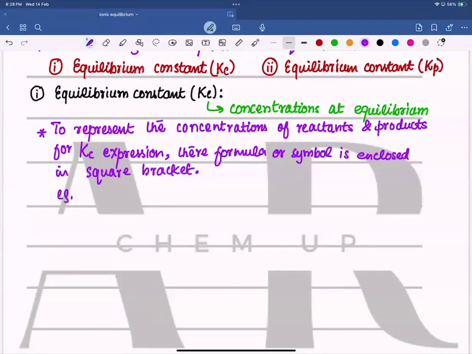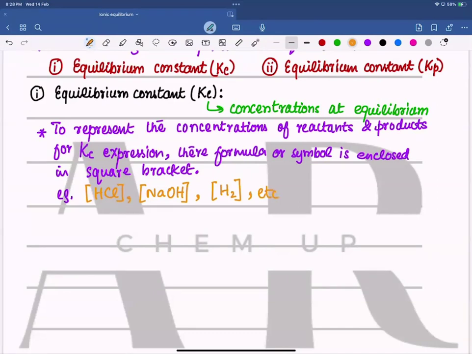For example, if I write HCl in this square bracket, it means that it's not hydrochloric acid. It means I am saying it's the concentration of hydrochloric acid. In the same way, if I write NaOH, sodium hydroxide, or hydrogen in a square bracket, it means it's the concentration of that substance. Is this clear to all of you?